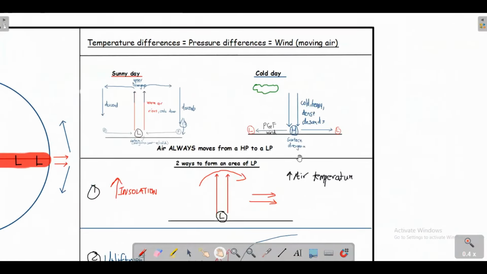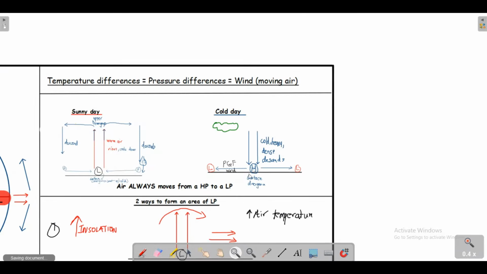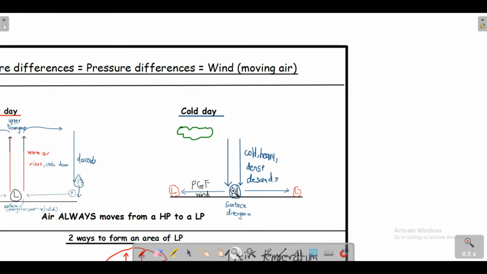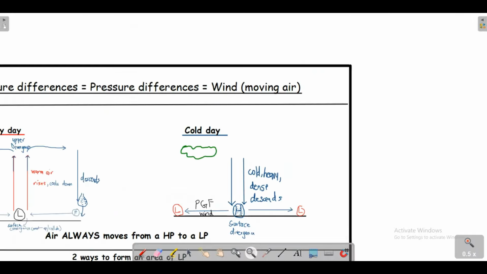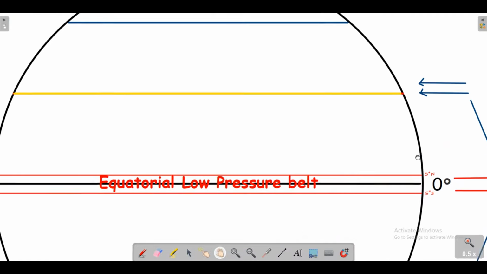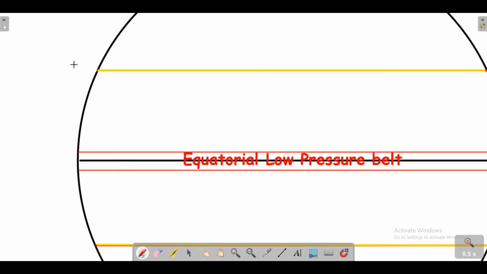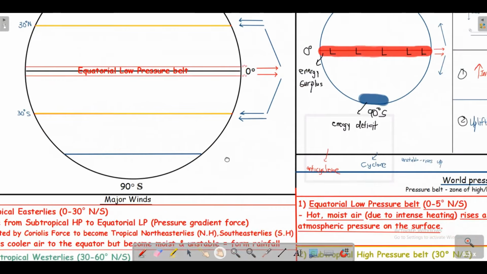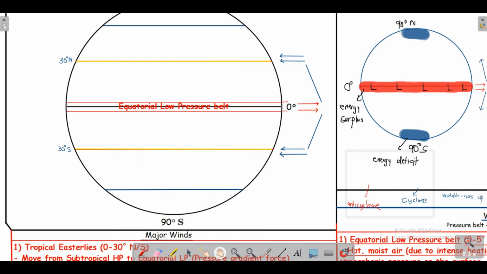So what happens then? When you have cold air, it is dense, it is heavy, it descends, moves towards the ground and puts a lot of pressure on the ground. And so an area of high pressure is then formed at 30 degrees, guys. So this is 30 degrees north. This also occurs at 30 degrees south. We call this region the subtropics. So now you form an area of high pressure over there.